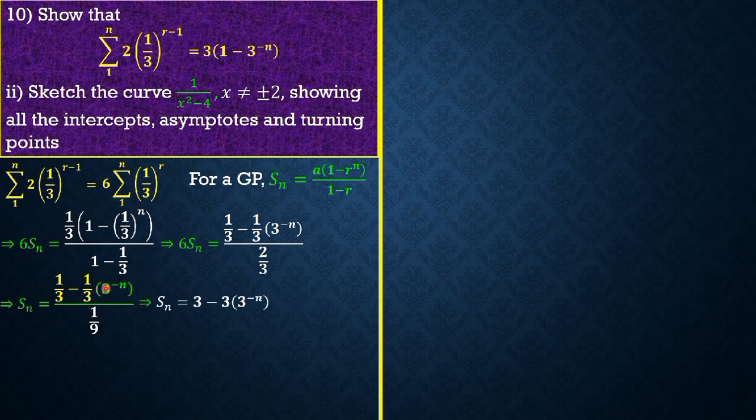Factoring out 3, guys, we have our proof coming out, Sn equal to 3 into 1 minus 2 raised to the power negative n, guys, as required. Okay, as required, guys. That's it. Alright, the next part now wants us to sketch this curve showing all the intercept, asymptotes, and turning points.